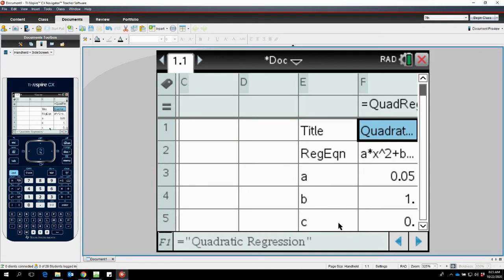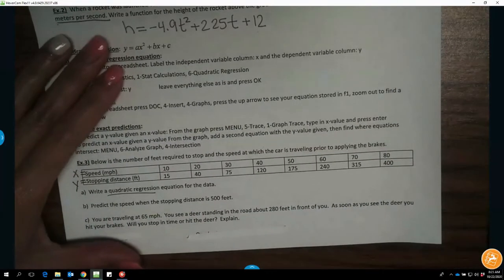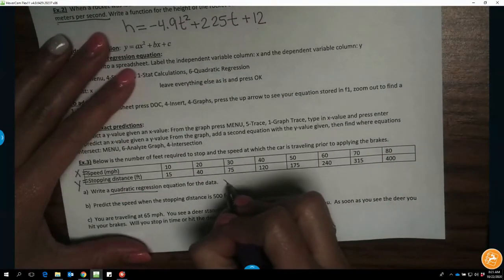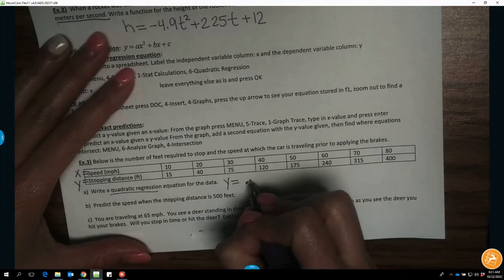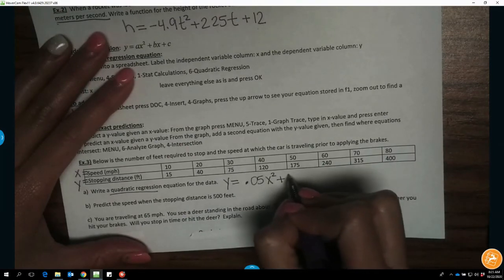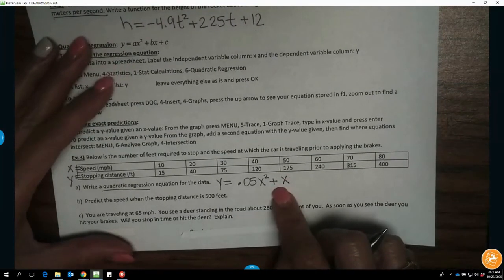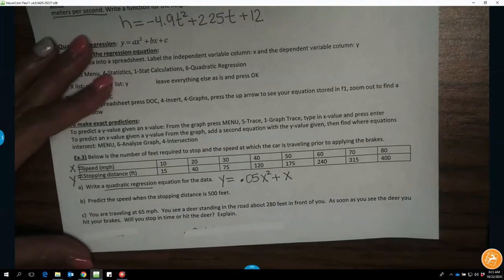So there we go. It's going to give you a quadratic regression in terms of ax squared plus bx plus c. So that's what we're going to copy. A is 0.05, b is 1, and c is 0. So my quadratic regression here, we're just going to call it y equals 0.05 x squared plus 1x plus 0, because c was 0, b was 1, and a was 0.05.